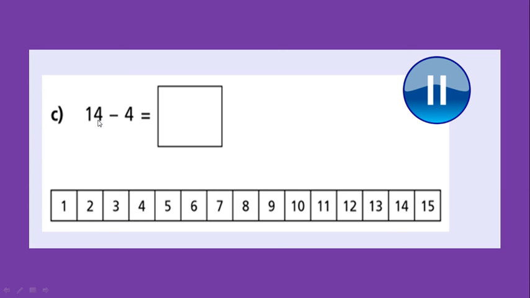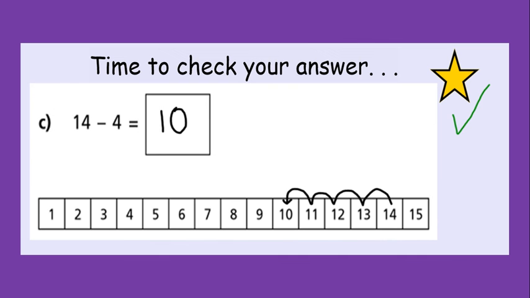Okay, 14 take away 4 this time equals what? 14 subtract 4 equals what? Where do we need to start on that number track? What number do we need to start on? Which way do we need to count? Do we count forwards or backwards? Think about these things as you are doing your answer, please. And we'll check on the next slide.